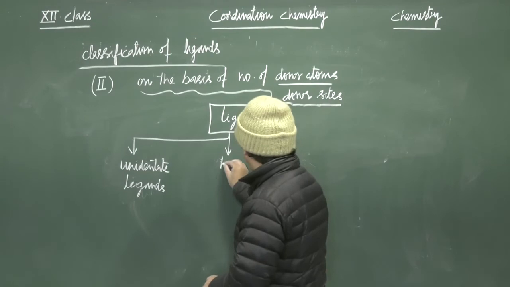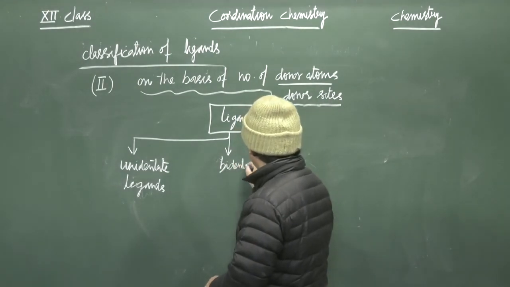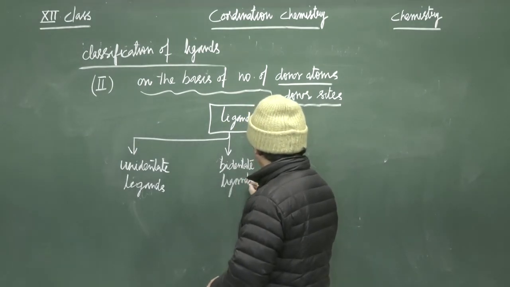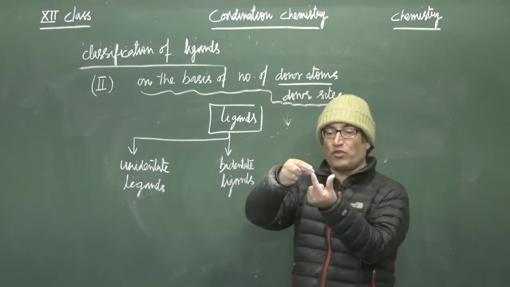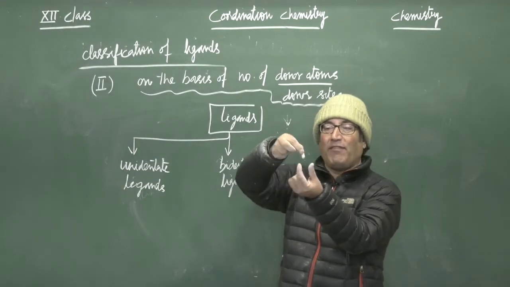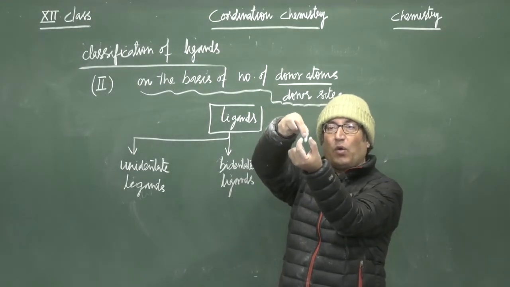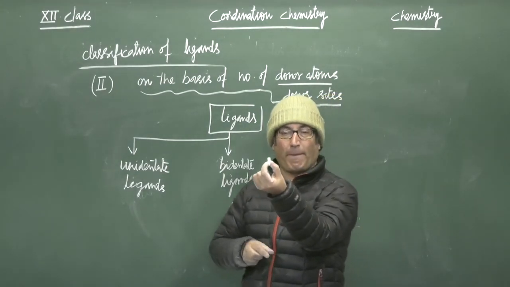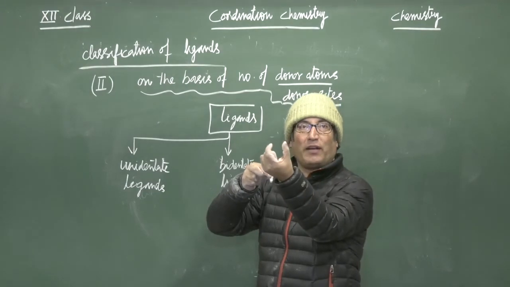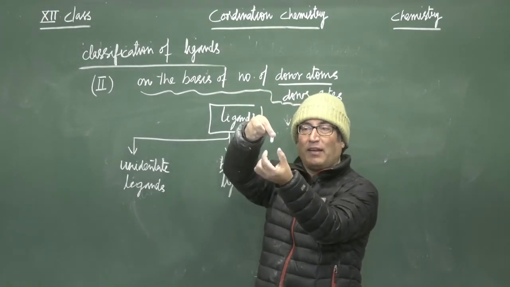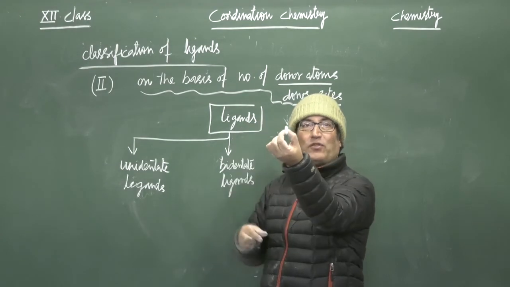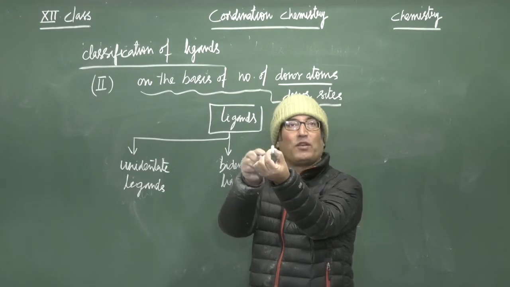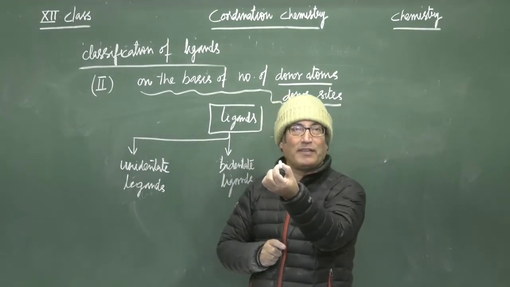You can have bidentate ligands. A ligand which has two donor sites, by which it can hold a central metal ion between the two teeth. So the ligand has two teeth, two donor atoms, and there's a central metal ion. They can donate the two electron pairs to the same central metal ion. So they will catch hold of that central metal ion using the two donor sites, which are considered as the teeth. So bidentate.